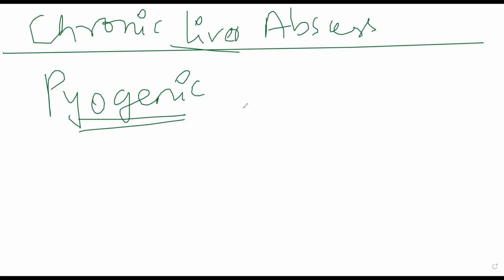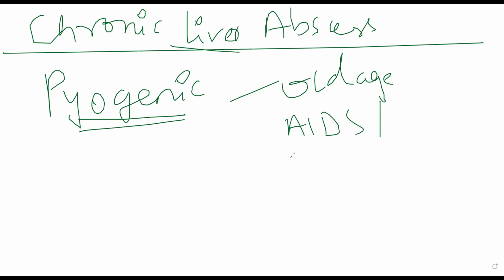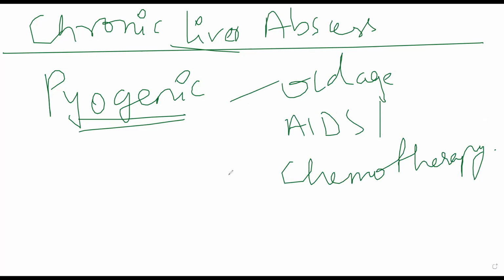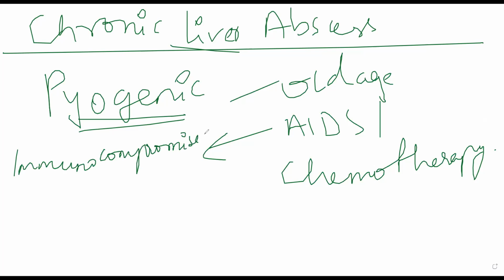But if it does occur, it will mostly occur in people who have old age or patients who are immunocompromised or immunosuppressed. Maybe patients on cancer chemotherapy, or patients who have AIDS. Their immunity is also compromised. So big difference between immunocompromised and immunosuppressed. These people are immunocompromised. These people are immunosuppressed.